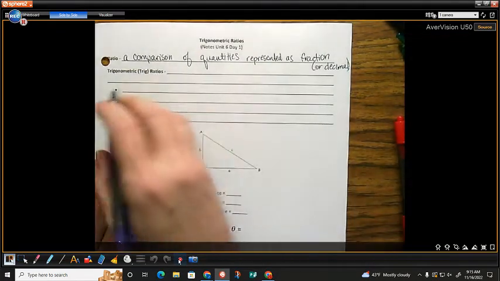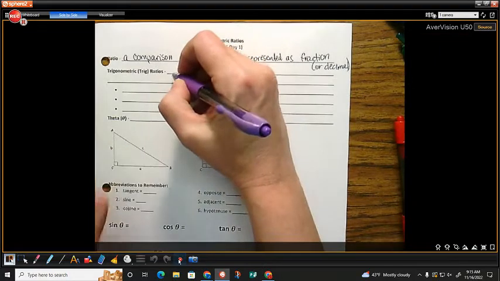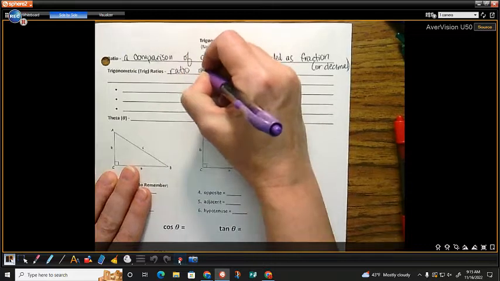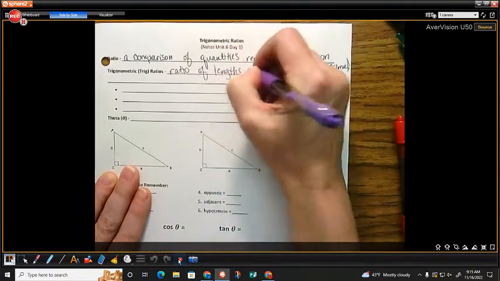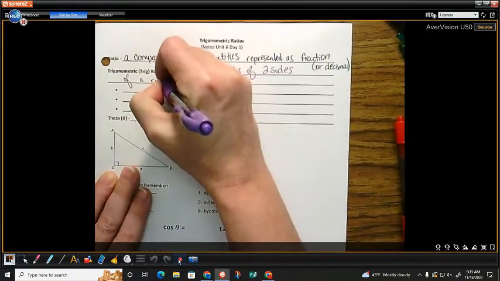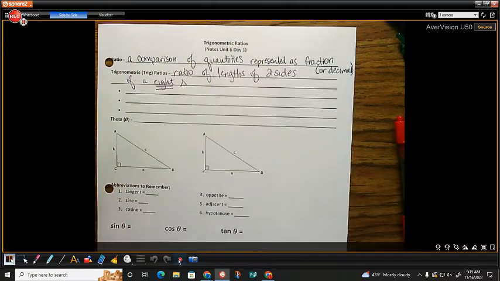And so a trig ratio is a ratio of the lengths of two sides of a right triangle. And it has to be a right triangle. Remember how we just came off doing our special right triangles and all that stuff? For trig, we're doing right triangles. So if you don't have a right triangle, you're not doing trig for now. When you get into the fancy trig stuff in your pre-cal class, then you'll get to do other things. But for now, we're sticking with right triangles.